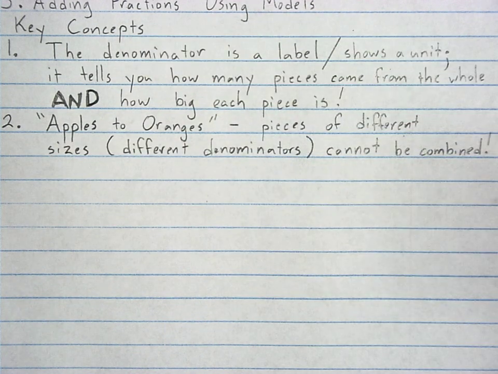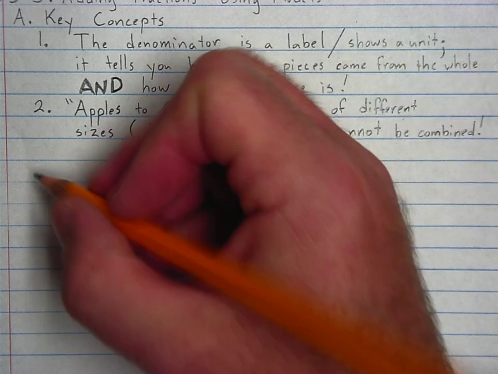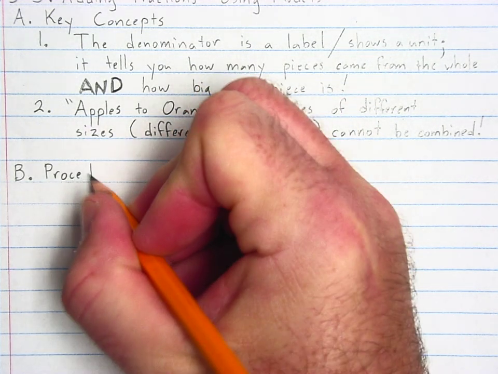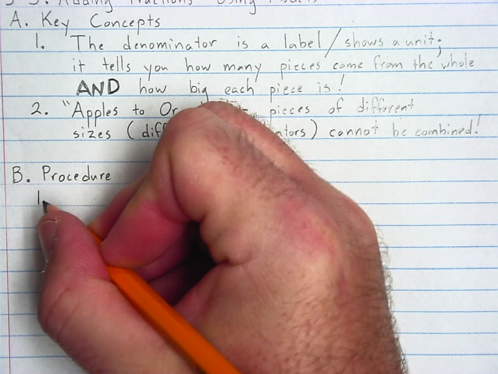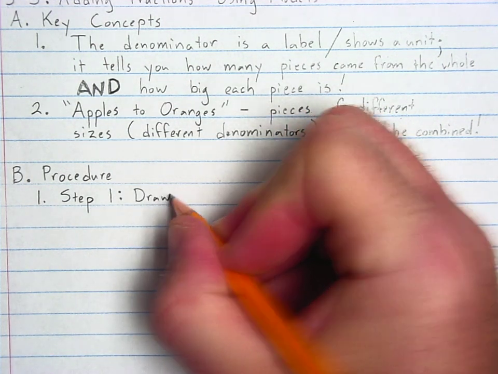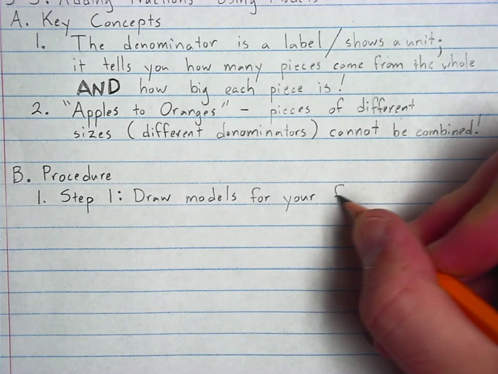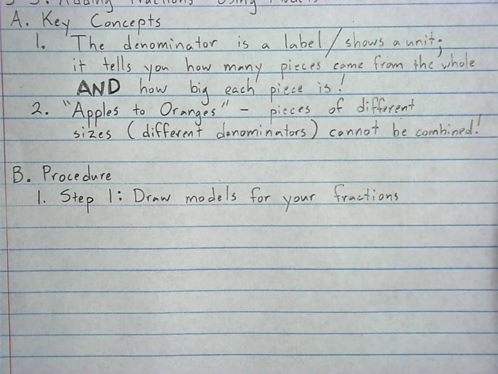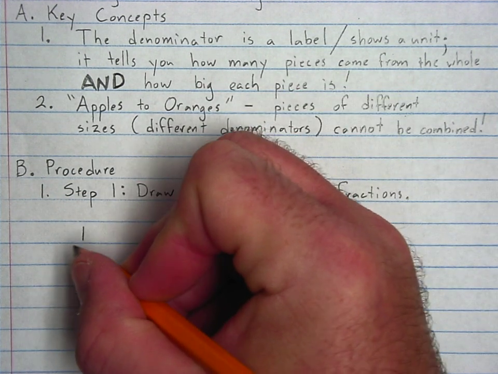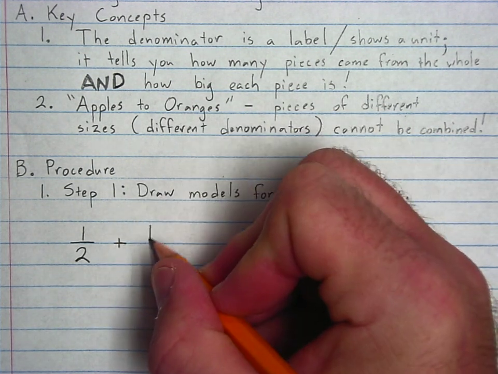Now, let's talk about one way that you can combine them, that you can put them together. So, looking at subheading B, let's get some procedure for today. Step 1. Draw models for your fractions. So let's go ahead and begin with 1/2. We love 1/2. 1/2 is pretty easy to work with. And let's add that to 1/4.